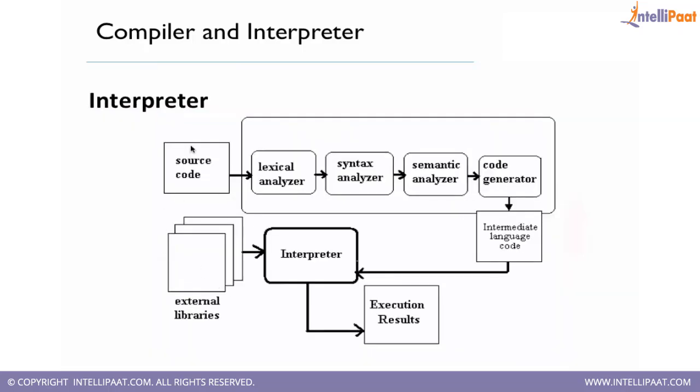Similarly, an interpreter also takes the source code and does the lexical analysis, syntax analysis, semantic analysis, and code generation. It then produces an intermediate language code, which is given to an interpreter, which publishes the result. If any program breaks because we have an error in one line, we need to correct it and submit it again. This process is followed again, and so on. So this is the basic difference between a compiler and an interpreter.